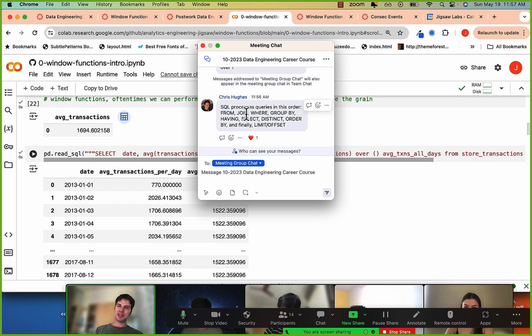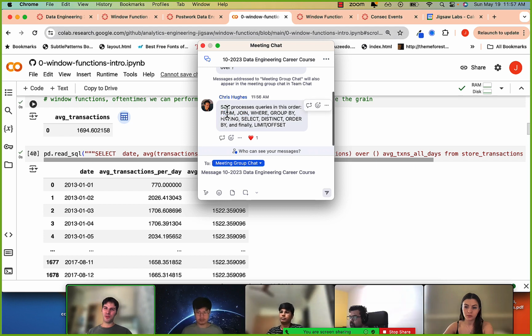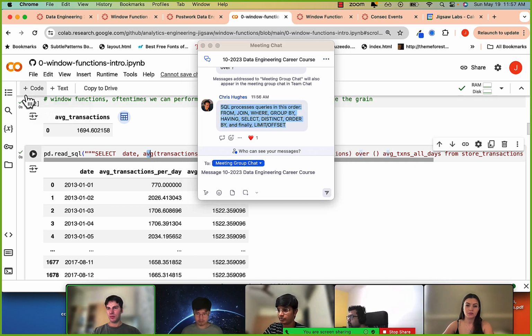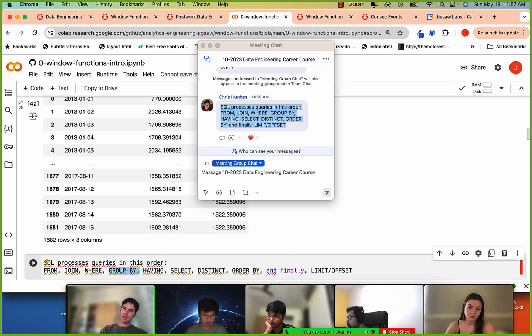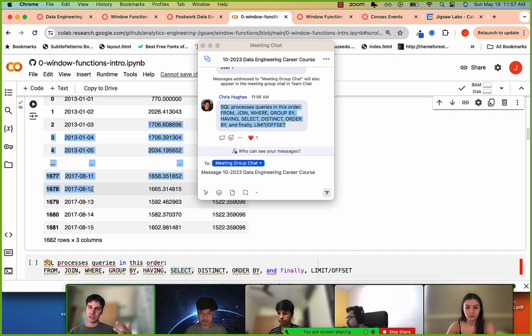Yes, SQL processes queries in this order, from, where, group by, having. I'm not sure if everyone can see this, I'll just copy this below. What Chris pointed out: SQL processes in this order. From, what's the data we're selecting? The join, where we're going to limit the data, the group by, and then having, which happens on a particular group by. So like average transactions where it's having over 1,000 transactions, and then comes what I think of as the view level, like what do you see, right?